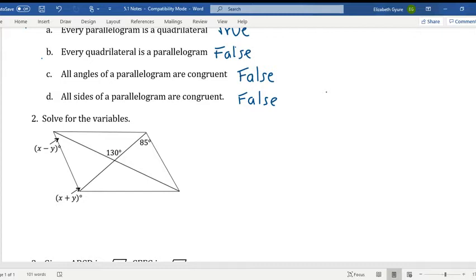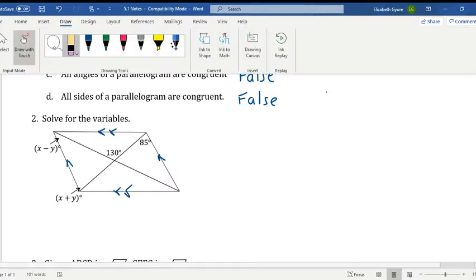So we're going to solve for the variables, and we're going to do this using some of our new properties that we just learned. For example, we know that our opposite sides are parallel. So this left side would be parallel to the right side. The top would be parallel to the bottom. Now, why would that maybe be helpful? Well, if you take a look at this picture, these are angle measures.